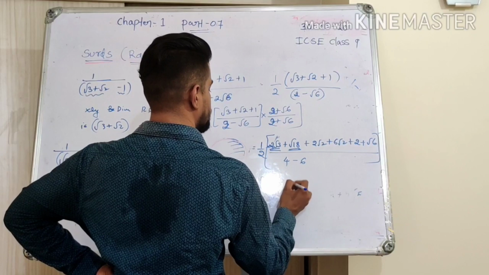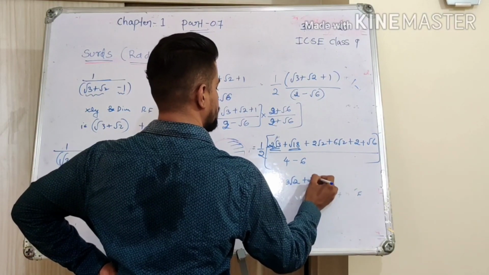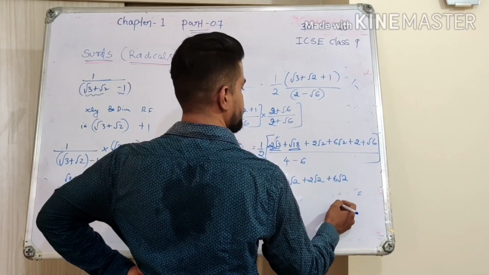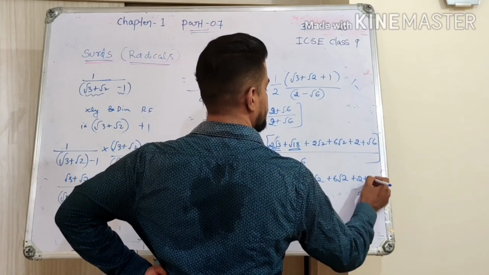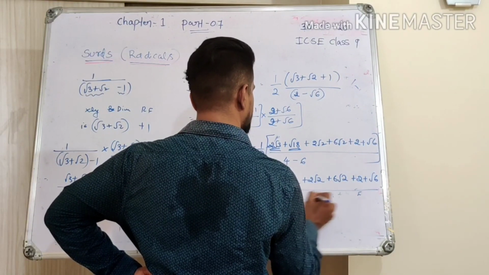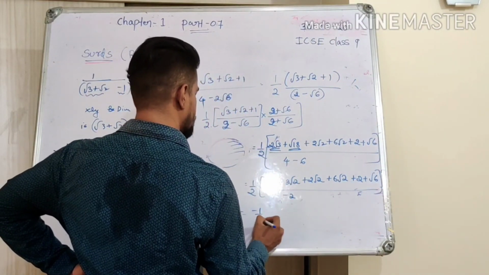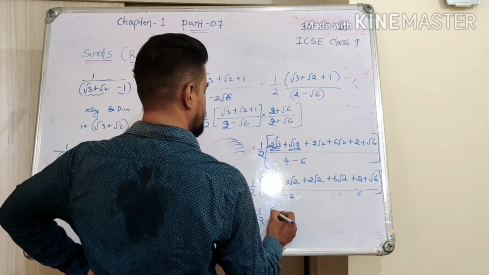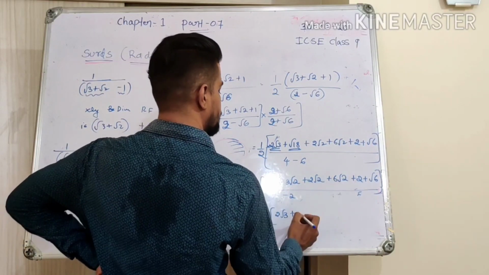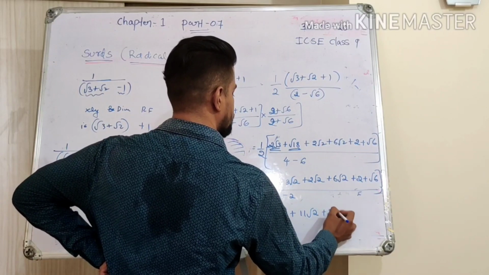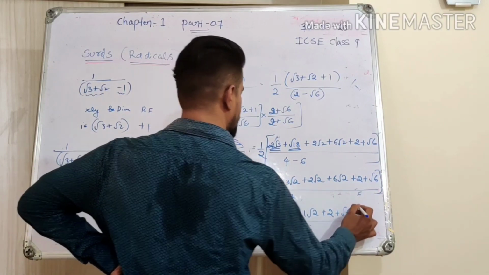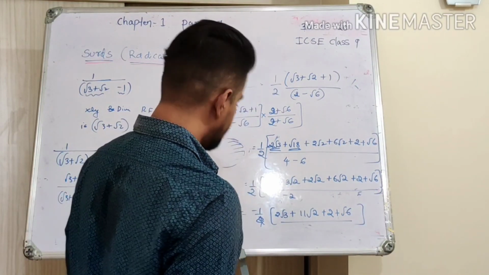Why 3 root 2? 9 is taken outside. 3 root 2 plus 2 root 2 plus 6 root 2 plus 2, and then root 6 divided by 4 minus 6 is minus 2. So we end up with minus 1 by 2. 2 root 3 remains as it is, and 3 root 2 plus 2 root 2 is 5 root 2, 5 root 2 plus 6 is 11 root 2 plus 6 plus root 6 divided by minus 2, that will become this side 4. So this is the final answer I get.